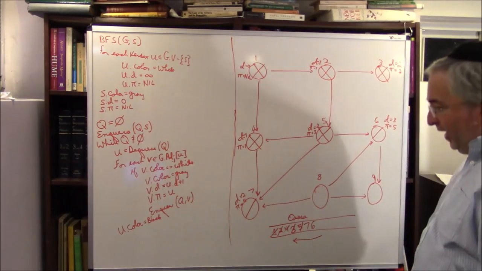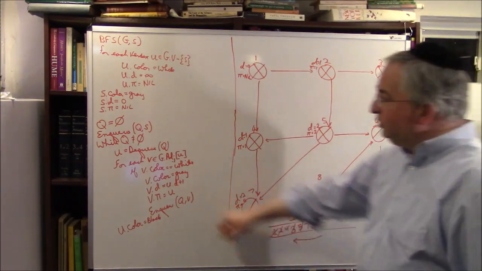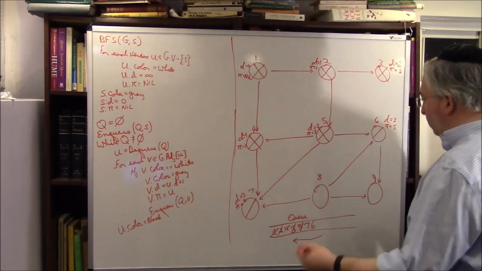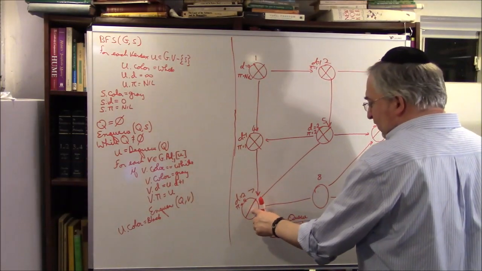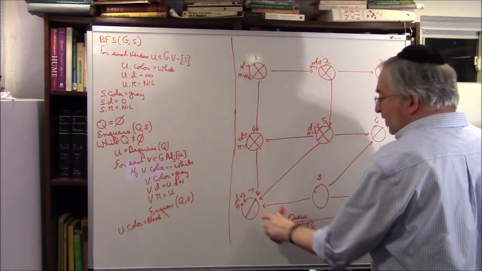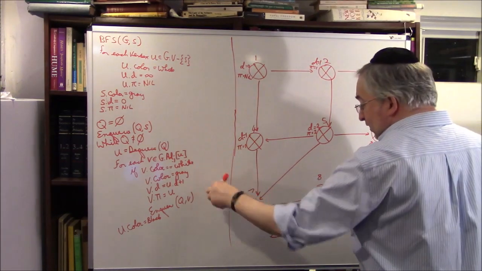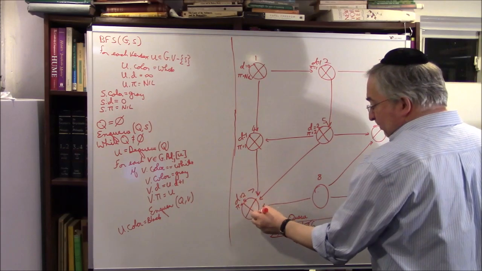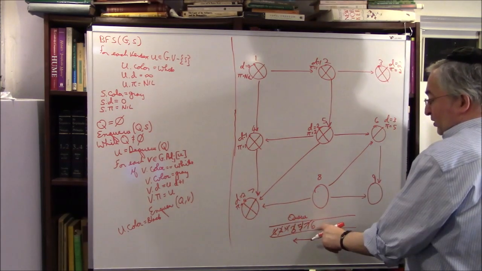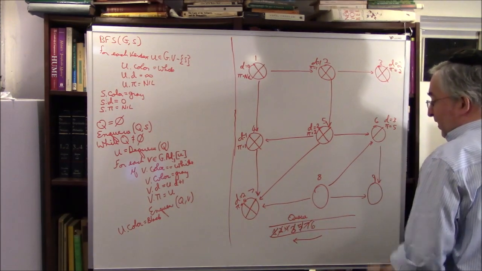Great. Next, Q is not empty. Q is not empty. So what do we do? We pull off 7. Pull off 7. Okay? Pull off 7. 7 has no children, so we're finished with it. Color it black. Next, pull off 6.